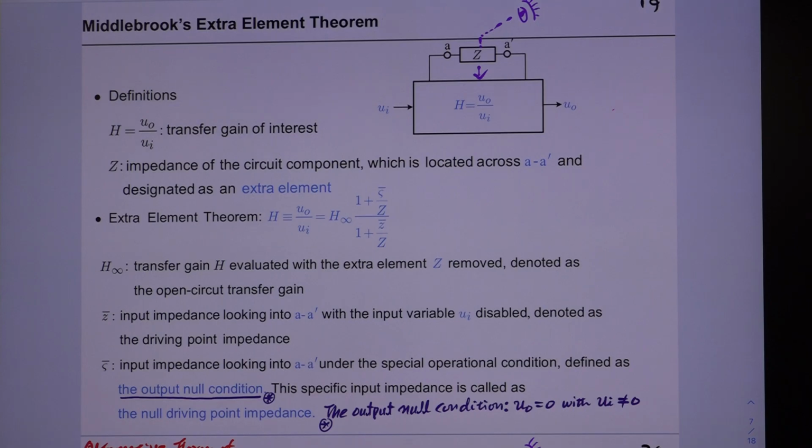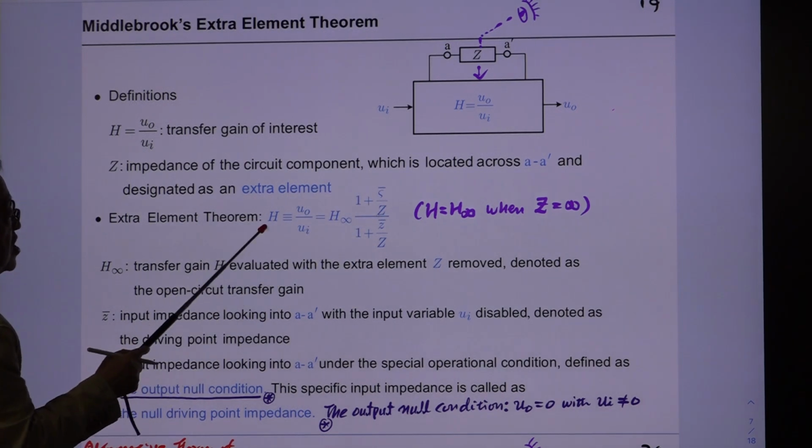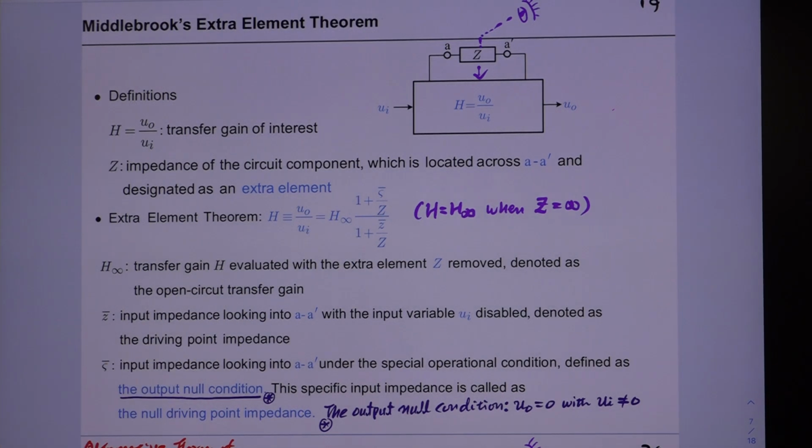One thing here is that H becomes H infinity when G is infinity, right? Because when G is infinity, then this thing becomes 0. So this becomes 1, then H and H infinity are the same, right? So H infinity is the transfer gain H, evaluated with the extra element G removed, and we call it the open circuit transfer function.